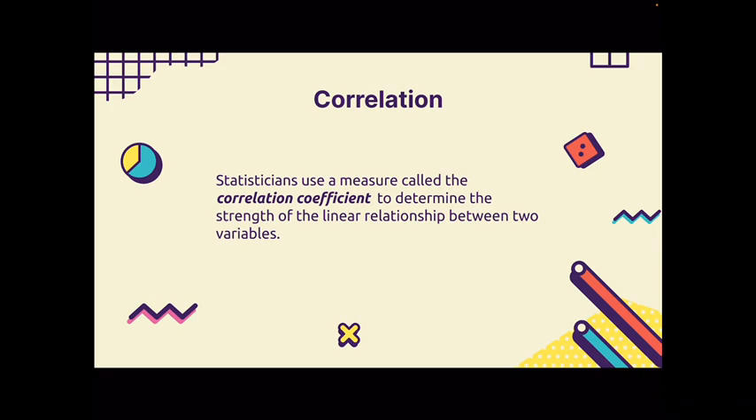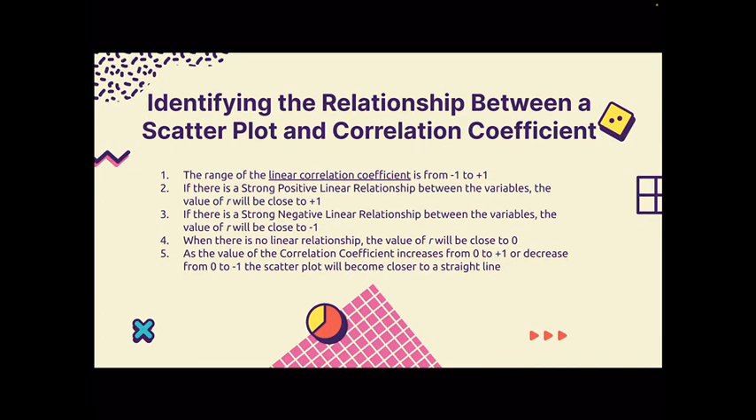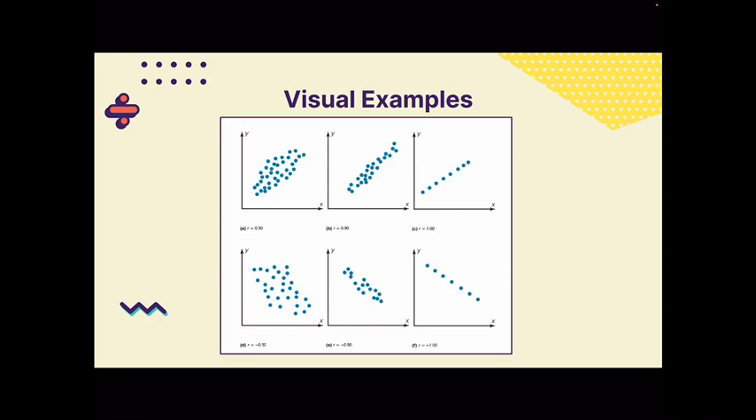In correlation, statisticians use the correlation coefficient to determine the relationship between 2 things. When there's a strong positive linear relationship, R will be closer to +1. If there's a negative linear relationship, it will be closer to -1. If there's no linear relationship, it will be closer to 0. Here are some visual examples.